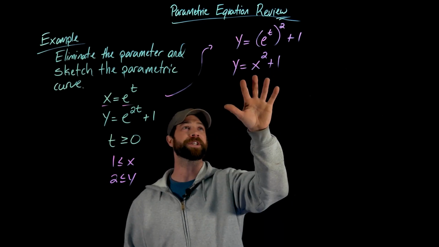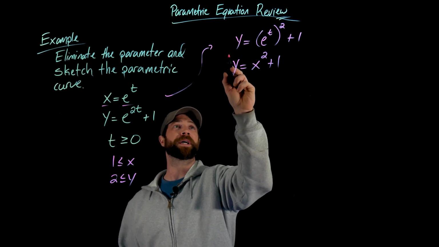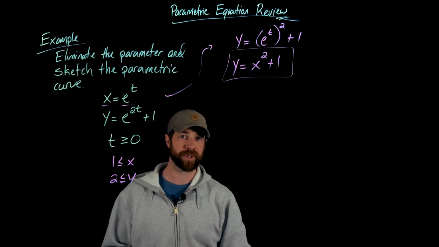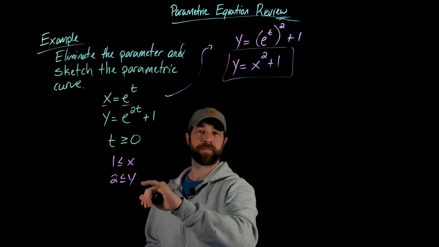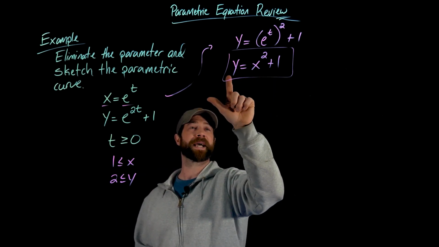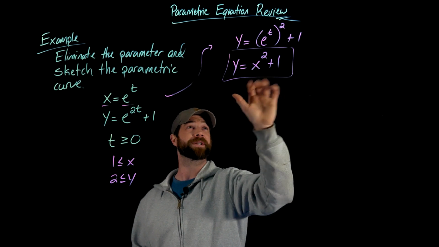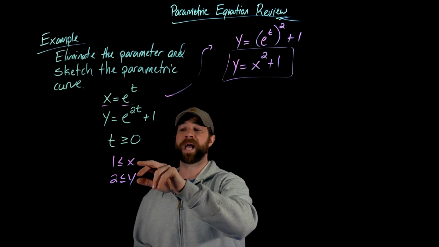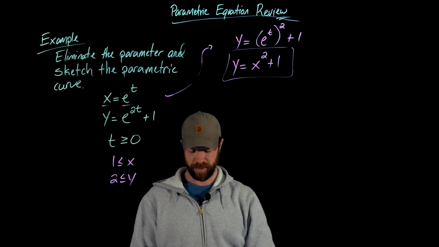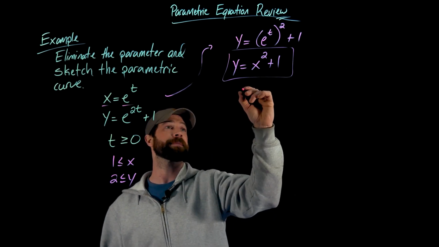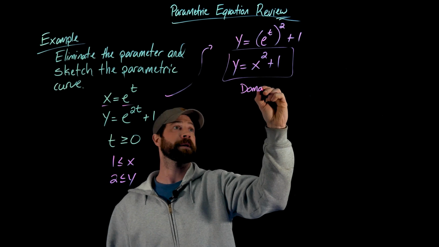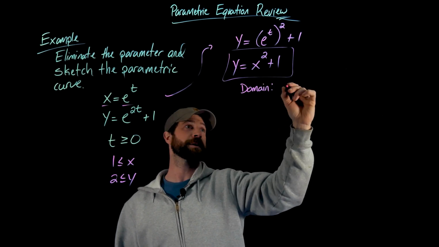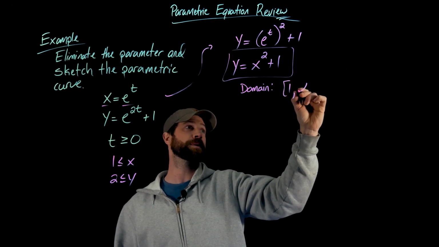So after finishing that work, I realize that this parametric curve will have the shape of a parabola. Importantly at this point, I analyze my domain. Since this is y in terms of x, I can think about my domain restriction where x is greater than or equal to 1. I'll write it in interval notation: it's from 1 to infinity.